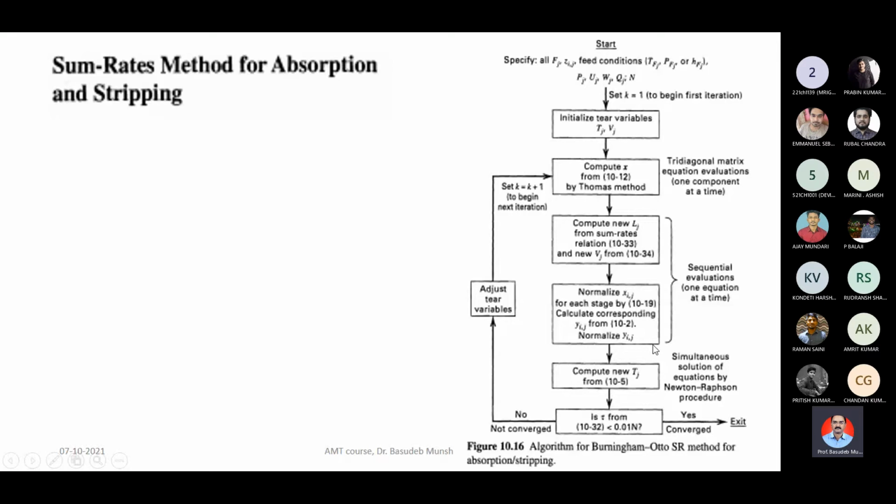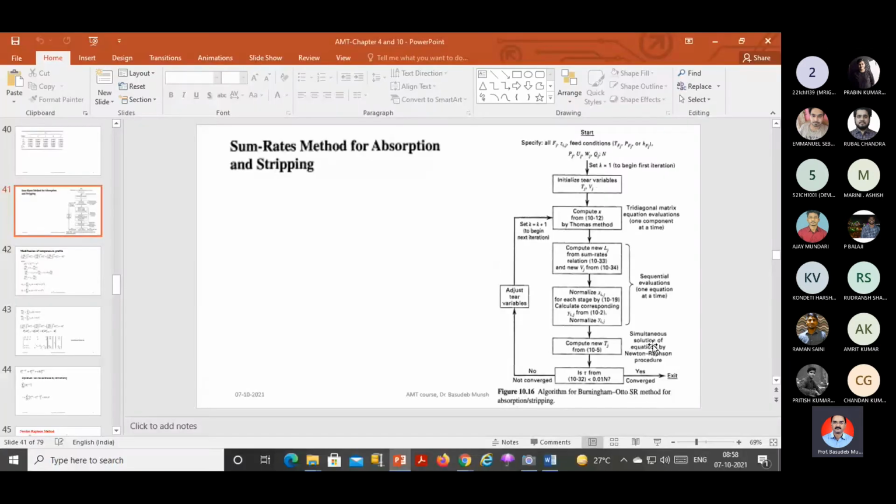Once you calculate Yij, normalization of Yij is also done here. That you can see here, normalize Yij. You know how to normalize it, so I'm not writing the equation again. Xij normalized equals Xij divided by sigma Xij. Yij normalized equals Yij divided by sigma Yij. Understood?